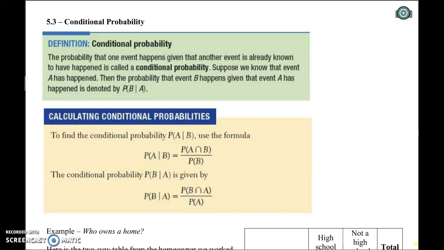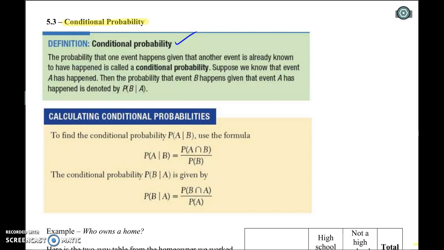Section 5.3, we can continue with some probability rules. Now we're going to go into conditional probability and the multiplication rule. So let's start with conditional probability. We've actually discussed these before and worked with them before in chapter 1 when we talked about conditional distributions.